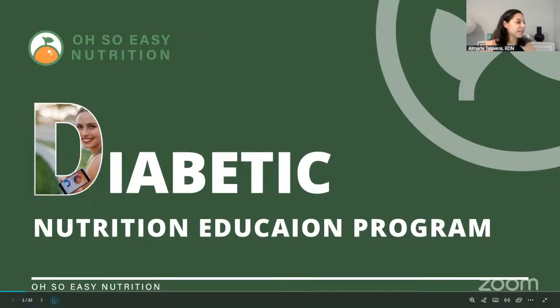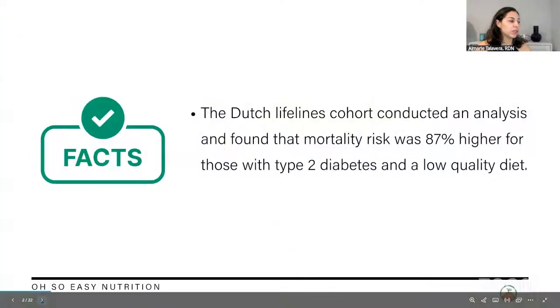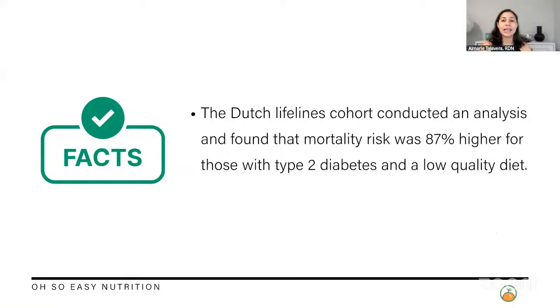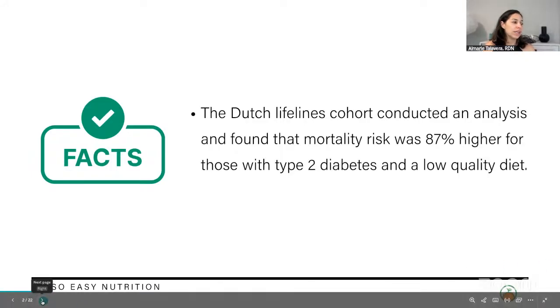Okay, well, let's get started. This is the Diabetic Nutrition Education Program, starting with just CGM use. The Dutch Lifelines cohort has conducted an analysis and found that mortality risk was 87% higher for those with type 2 diabetes and a low quality diet.